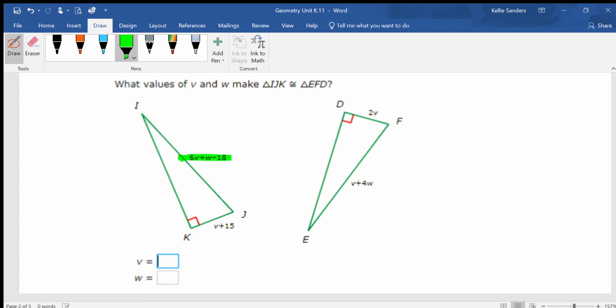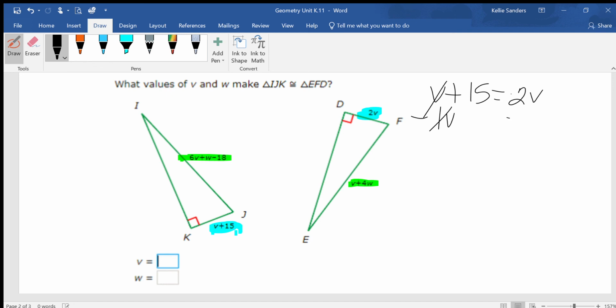On this one, they both have V's and W's in them. Can't really do anything with that because I don't know what V is or what W is. But on the other part of it, these do just have V's, so I'm going to mess with them. So V plus 15 equals 2V. I'm going to subtract that V, and 15 comes down, and 2 minus 1 is 1, and 1V is the same thing as V, so V is 15.